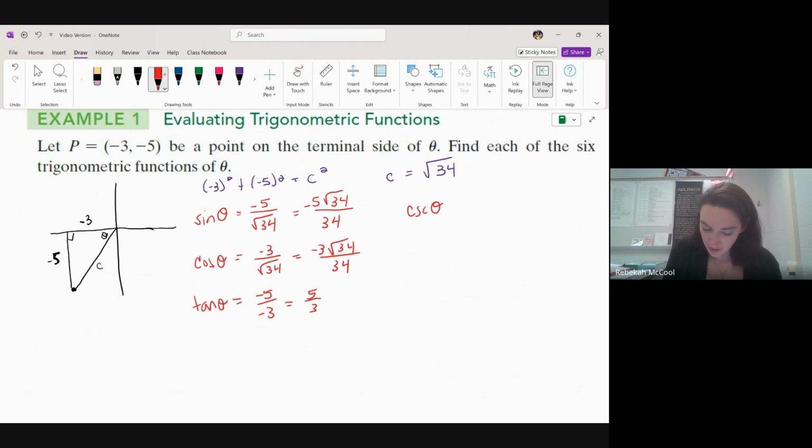So cosecant of theta, this is where I'm going to start with before I rationalized, because I don't need to at this point, because my square root is going to be in the numerator. So root 34 over -5. Secant of theta, we flip it, we get root 34 over -3. And cotangent of theta, we flip it, and we get 3 over 5.